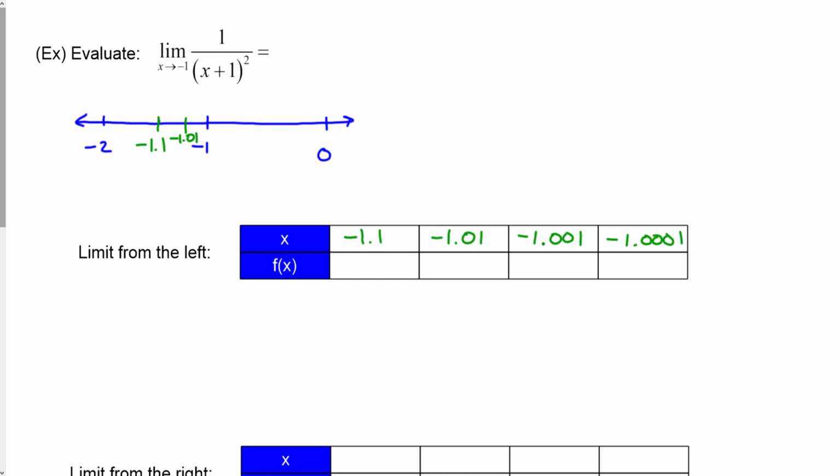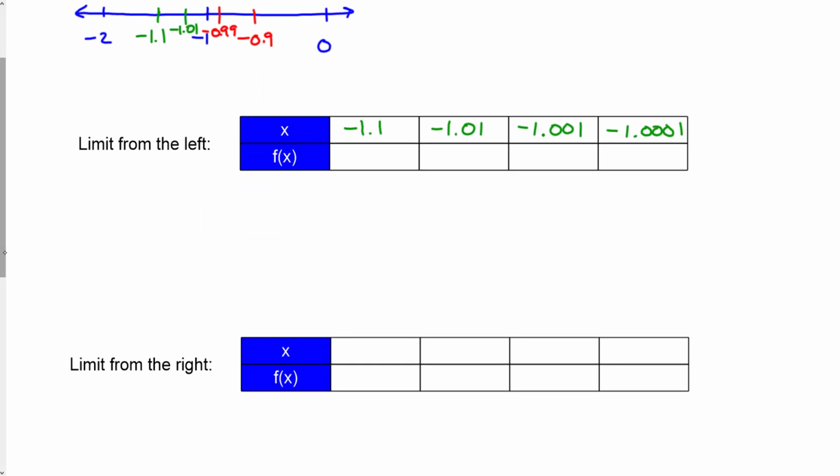Now the limit coming from the right-hand side, I need something that is closer to 0 than negative 1, so negative 0.9, and then something closer to negative 1 would be negative 0.99, and then like negative 0.999, and so forth. So it's a little trickier when you're dealing with the negative numbers, but if you need to, draw a number line in order to get yourself started as to what this pattern should look like, then that could be helpful.